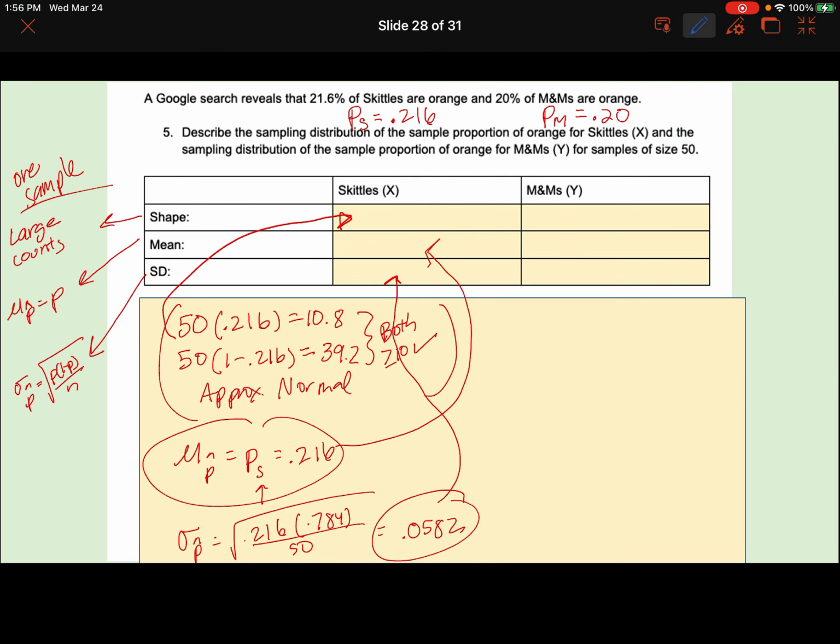All right, for M&Ms, we're going to do the same thing. I'd encourage you to pause and try M&Ms. If Skittles confused you, maybe now that you've seen me do that, you can do M&Ms on your own. Maybe you already tried it and you're ready to go over it. Either way, here we go. For M&Ms, first of all, we check to see if the large counts condition is met. 50 times 0.2 gives me 10, which is greater than or equal to 10. Yes, barely. 50 times 0.8 is 40, which is also greater than or equal to 10. Cool. That means it's approximately normal.